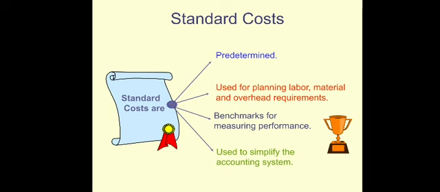is lower than the standard. But if let's say the standard is $3, but when you actually produce the cupcake, you spend $3.50 for every unit of cupcake, then the performance is not good because the cost that you actually pay to produce the cake is higher than the standard. So that's how standard cost can be used as a benchmark to measure performance.